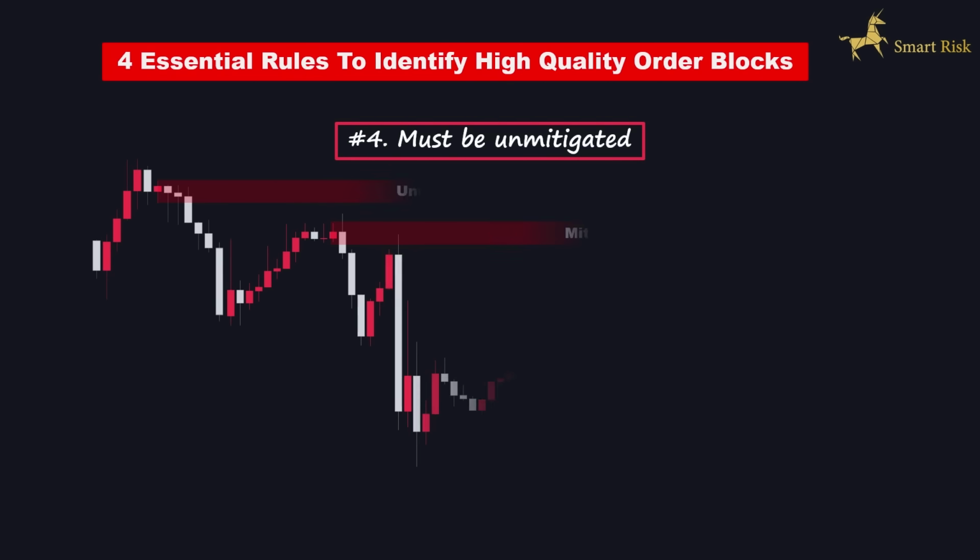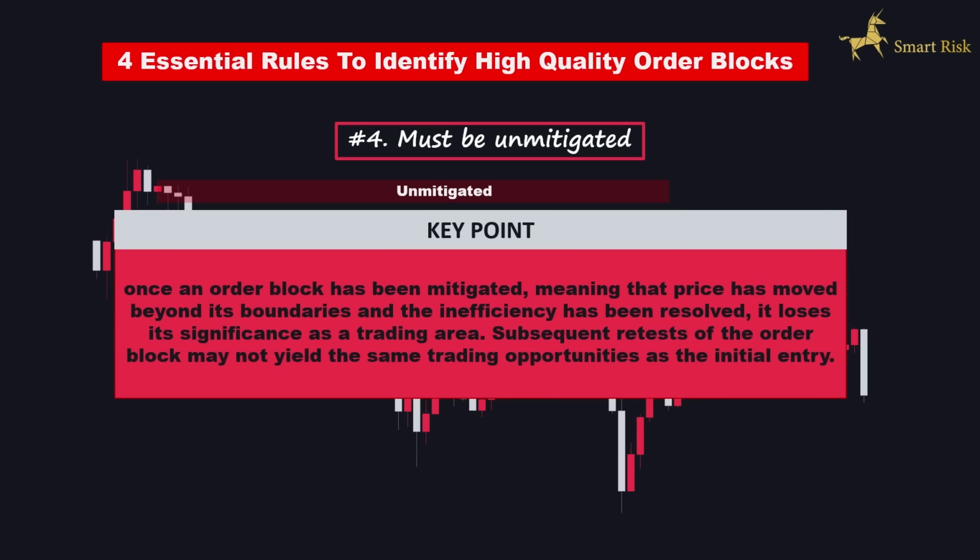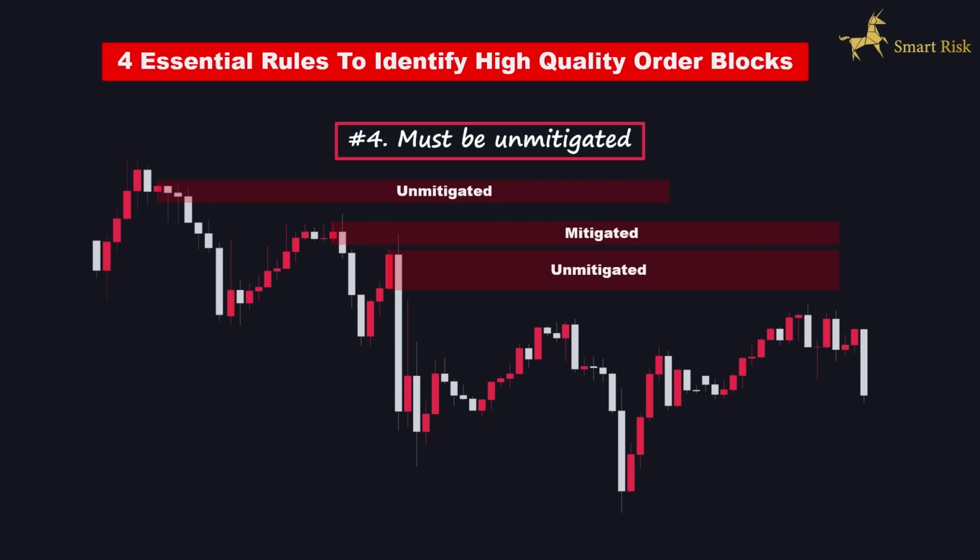Rule number 4. It must be unmitigated. Order blocks are considered one-time use, meaning we focus on the trading opportunity when price first enters an order block. Once an order block has been mitigated, we do not consider it as an area of interest for future trading. Because once an order block has been mitigated, meaning that price has moved beyond its boundaries and the inefficiency has been resolved, it loses its significance as a trading area. Subsequent retests of the order block may not yield the same trading opportunities as the initial entry.